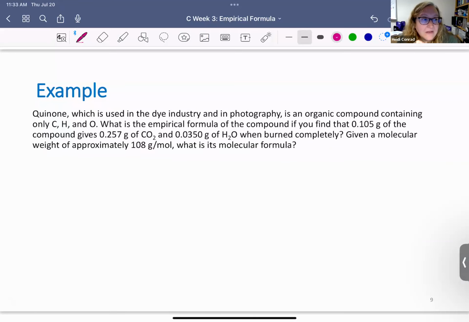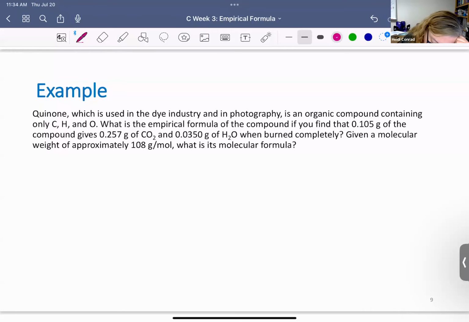analysis. Okay, so we've got quinone, which is used in the dye industry and in photography, is an organic compound containing only carbons, hydrogens, and oxygens. What is the empirical formula of the compound if you find that 0.105 grams of the compound gives 0.257 grams of CO2 and 0.0350 grams of H2O when burned completely? Given a molecular weight of approximately 108 grams per mole, what is its molecular formula?